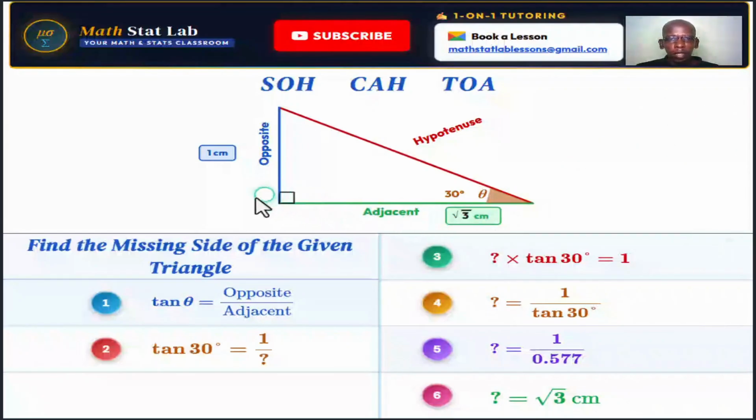So, that's how we use sine, cos, and tan to find the missing sides of a right-angled triangle.